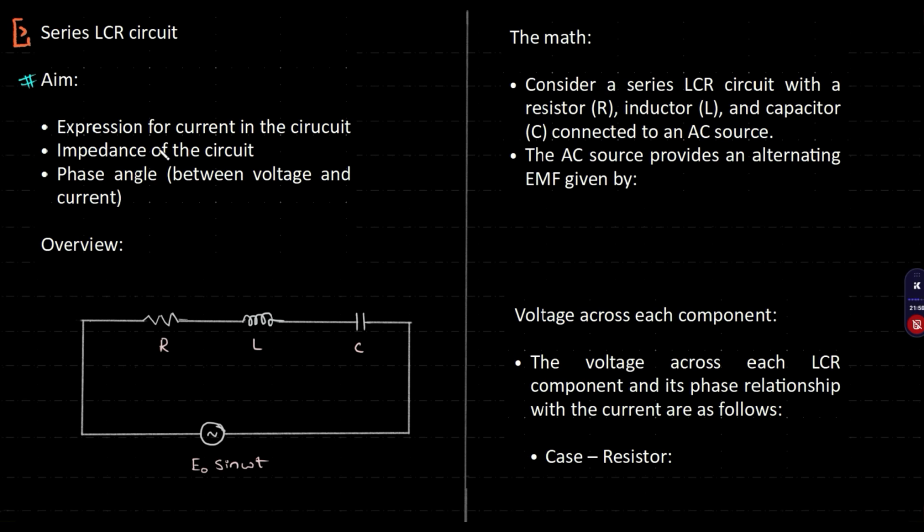Let's derive the expression for the current in the circuit, the impedance, and the phase angle, that is the angle found by the resultant voltage and the resultant current. So this should be a circuit. The derivation starts by looking at individual resistance and the current.